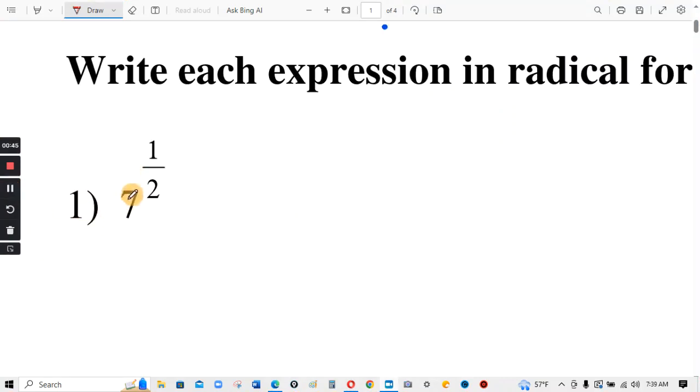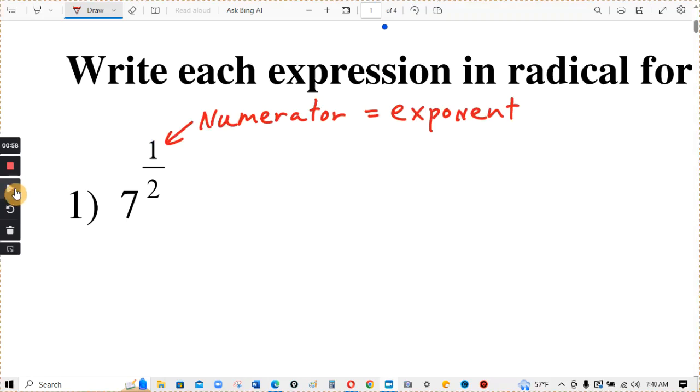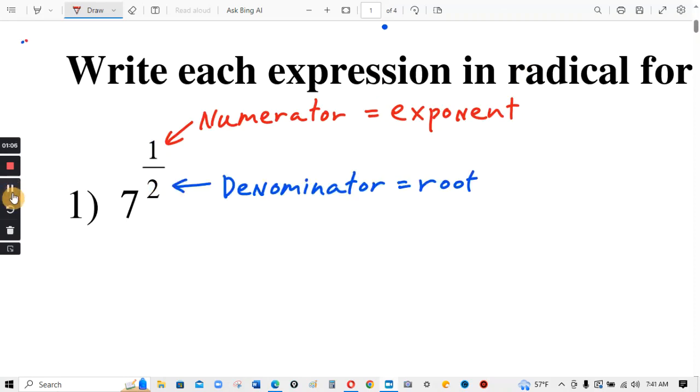All right, so right here we have 7 raised to the power of 1/2. Now for the exponent itself, you want to remember that the numerator is going to be the exponent. So the numerator is the exponent and the denominator is going to be the root. All right, so let's look at number 1.